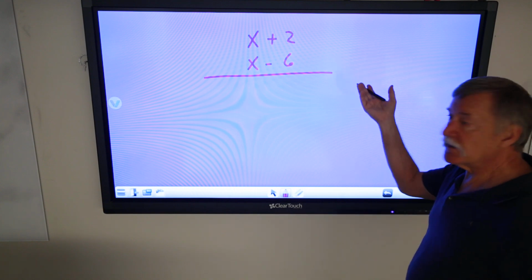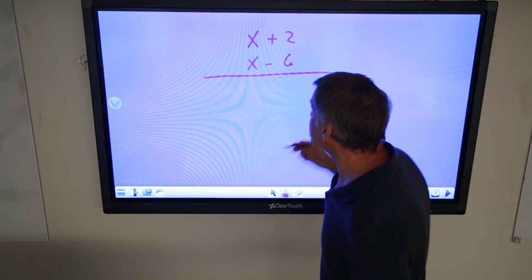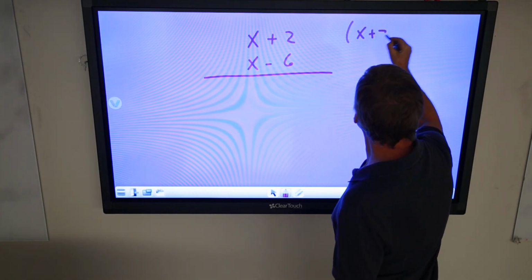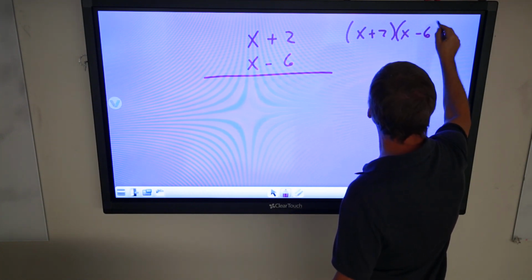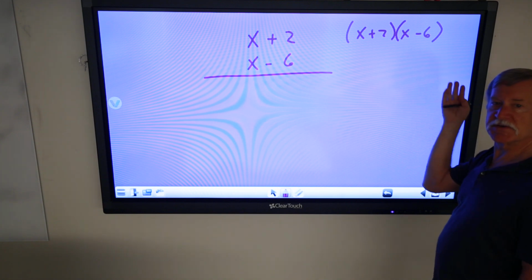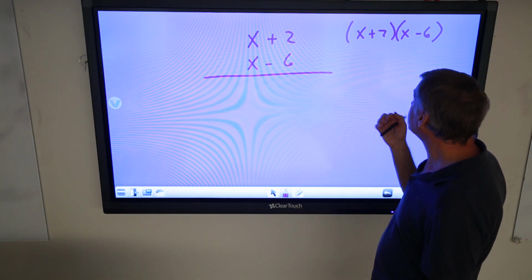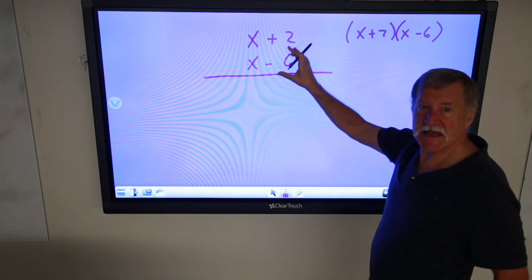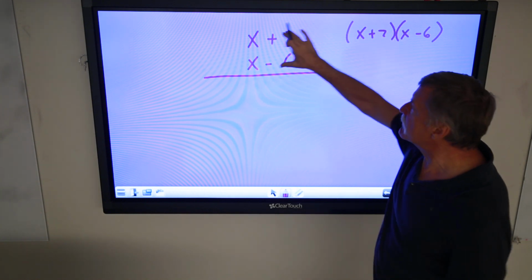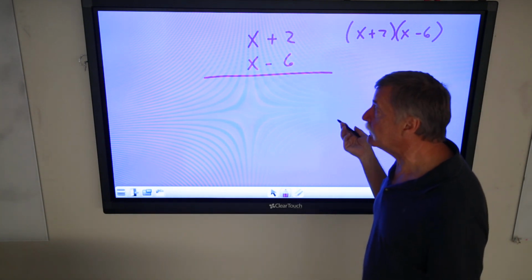All right, so let's try x plus 2 times x minus 6. And you'll see it as x plus 2 in parentheses, x minus 6, all right? That's the way it looks in the book or on a test or homework or whatever, all right? And if you prefer the stack it up method, then you have to take this and rewrite it as stacked up.